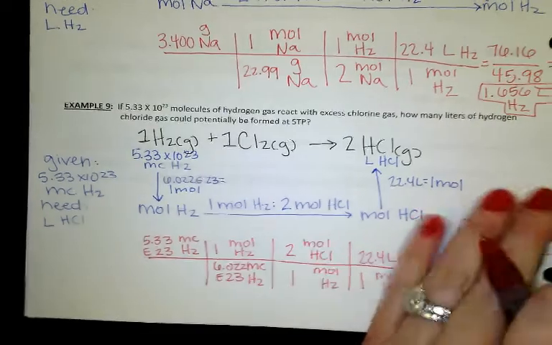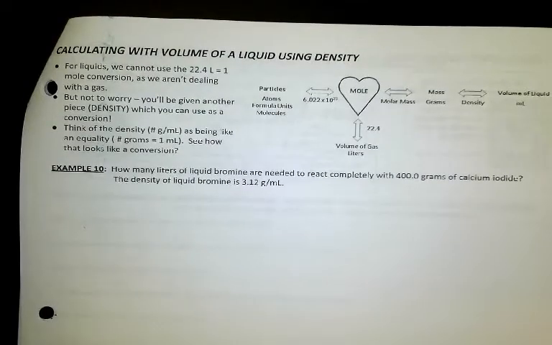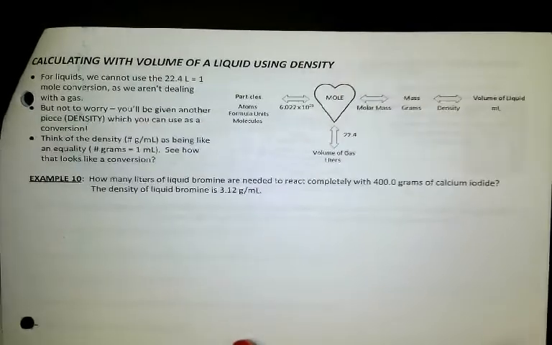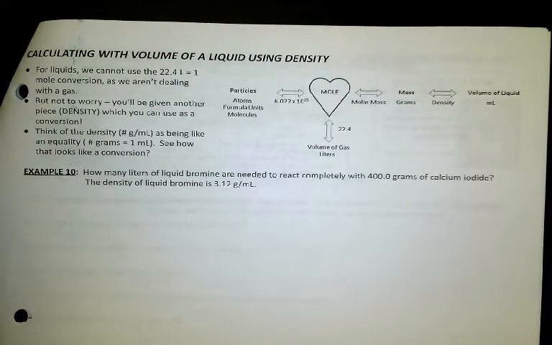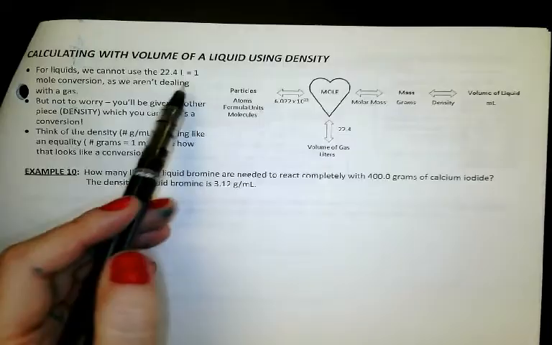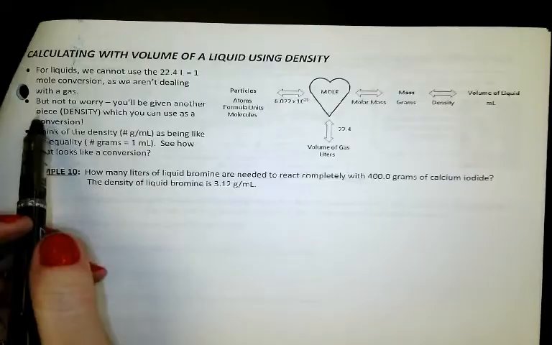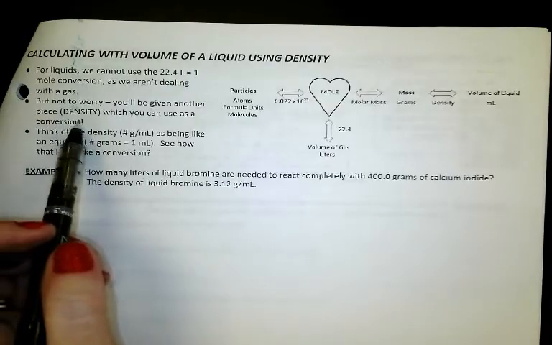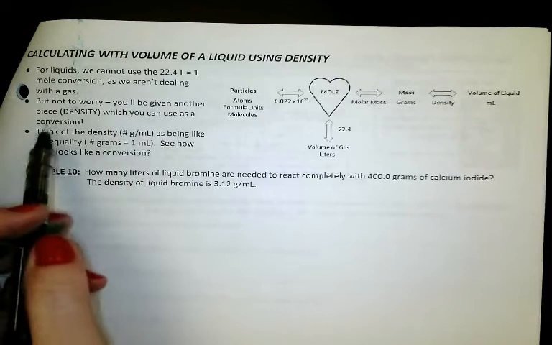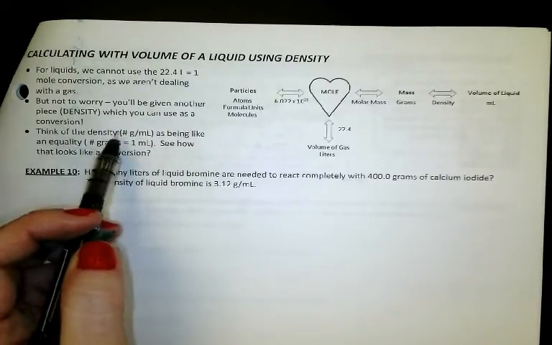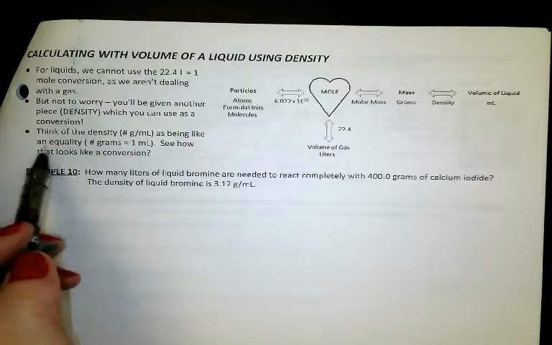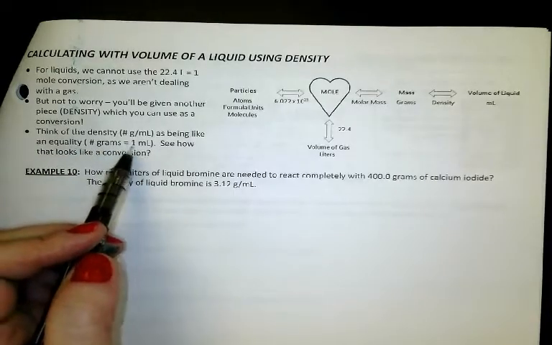So now we're going to talk about calculating the volume of a liquid using density. So that was volume of gas. Now we're using density for liquids. So for liquids, we cannot use the 22.4 liters equals 1 mole conversion, as we aren't dealing with a gas. But do not worry, you'll be given another piece, density, which you can use as a conversion. Think of density as number of grams per milliliter as being like an equality of number of grams equals 1 milliliter. Okay, it's a conversion factor.